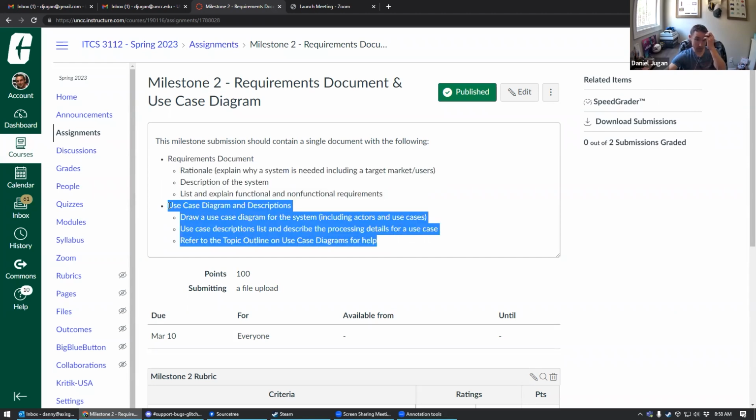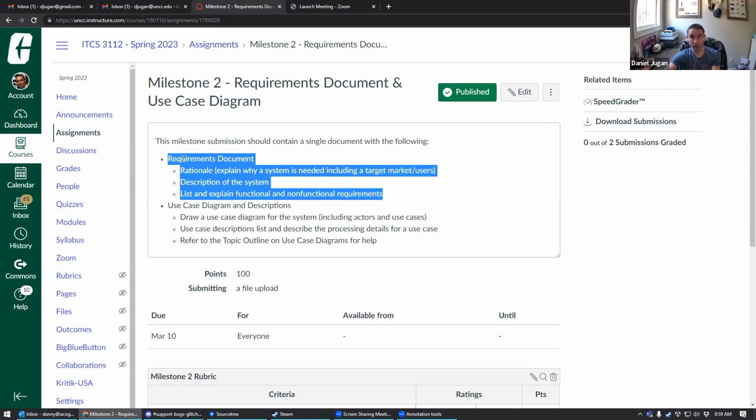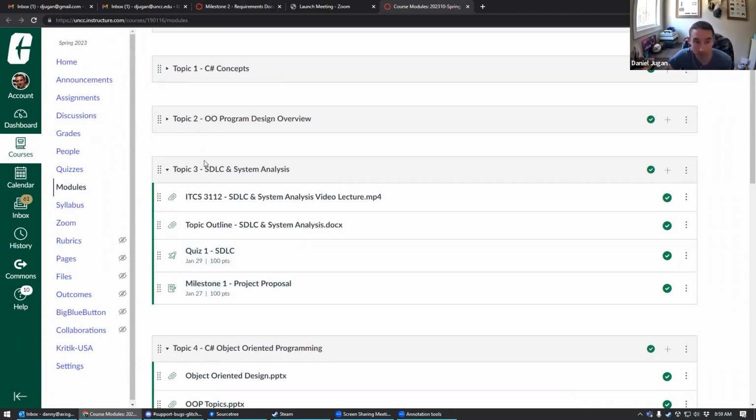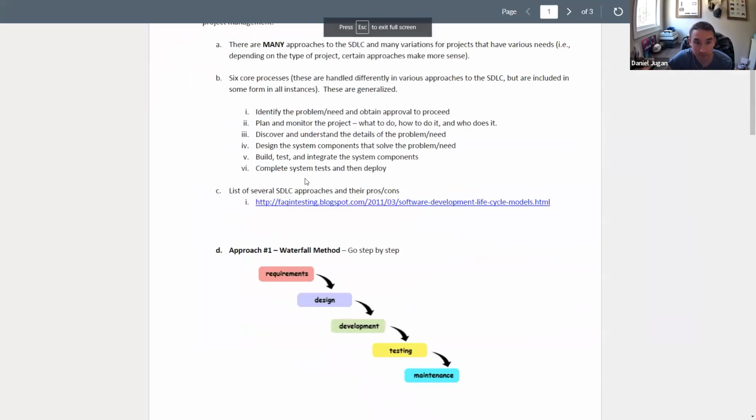So we are doing this today. We're going over what a use case diagram is and how to create one and all that sort of stuff. This we have already done before. I didn't see this in the topic outline, so I want to make sure we covered this before. We have already covered this, and the requirements document is in module or topic 3, where we do the SDLC and system analysis. And so we're going to revisit that real quick.